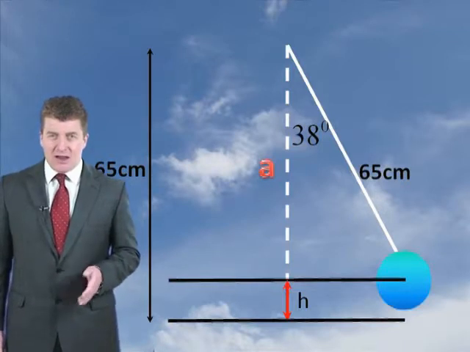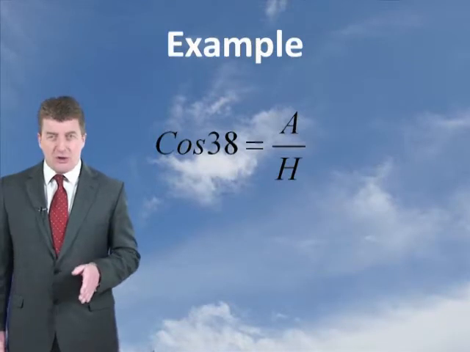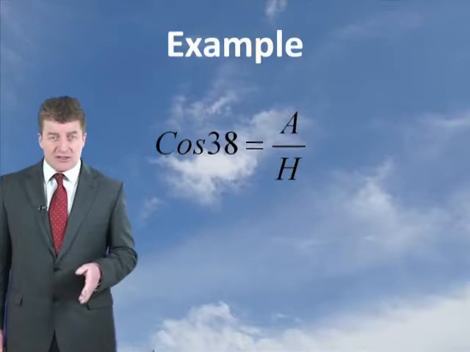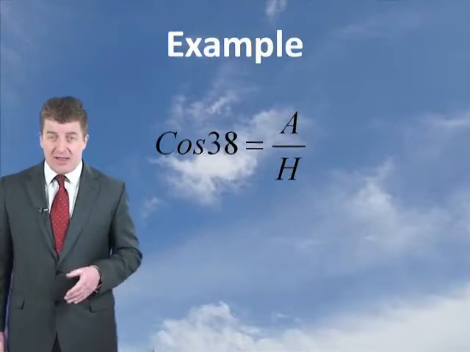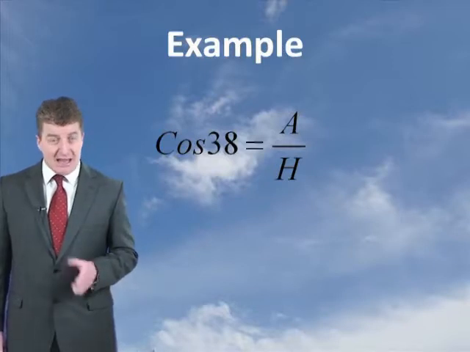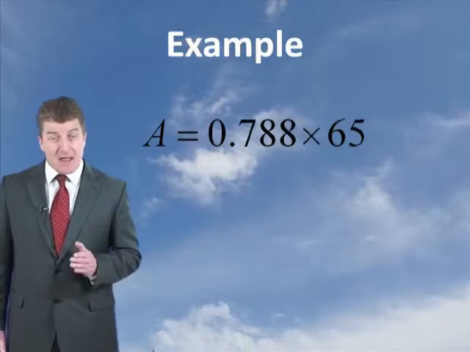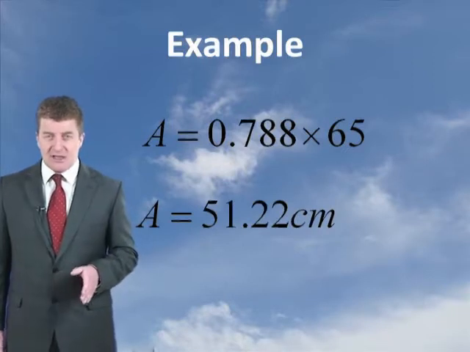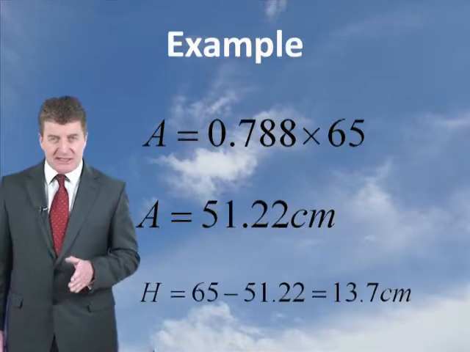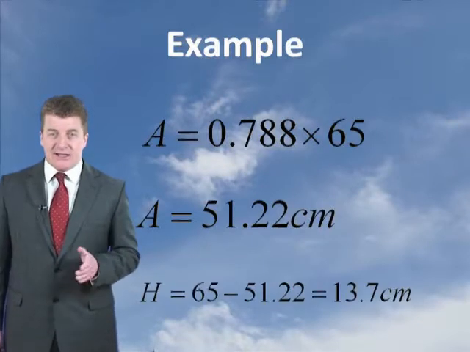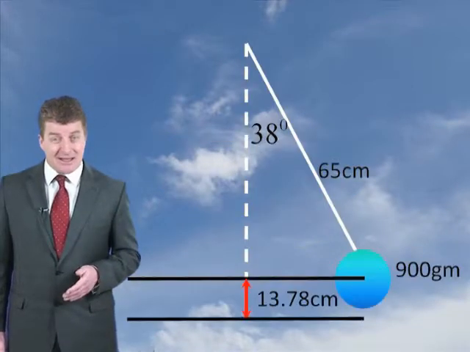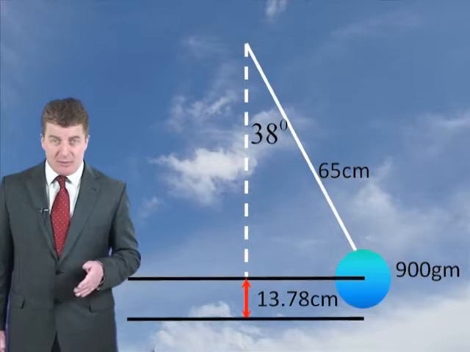Right, using trigonometry, we know the hypotenuse and we need to determine the length using SOHCAHTOA. We use the cosine function. Cosine 38 equals the adjacent divided by the hypotenuse. Cosine of 38 is 0.788. If you transpose this, A comes out at 51.22 centimetres. So we know what that part is. Therefore, the height that we're trying to find out is 65 minus 51.22, which is 13.78 centimetres. That pendulum is 13.78 centimetres above the datum.